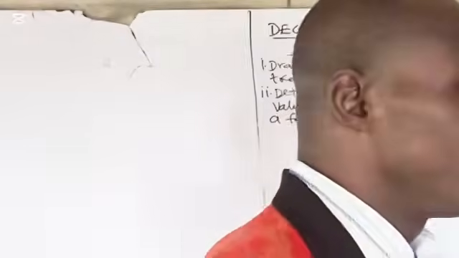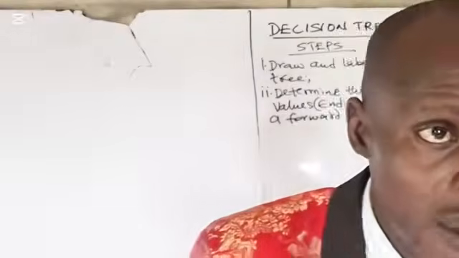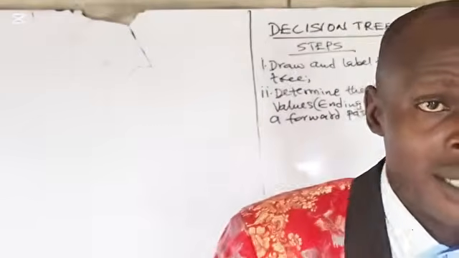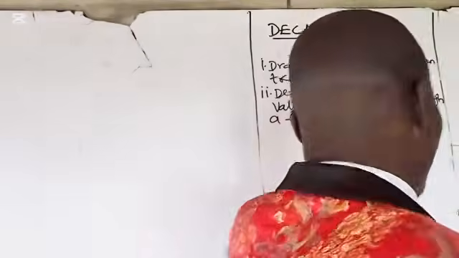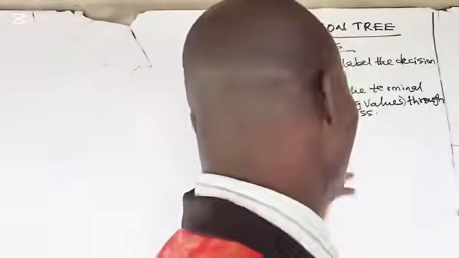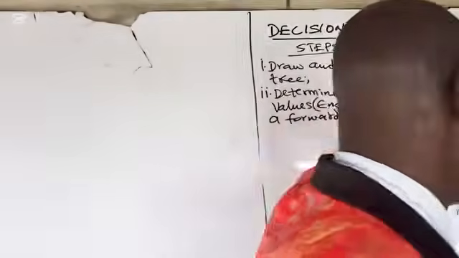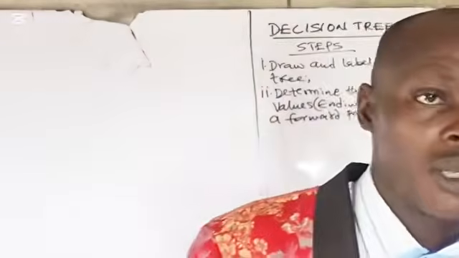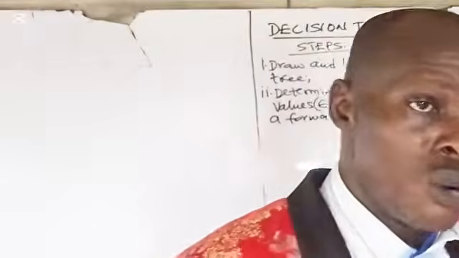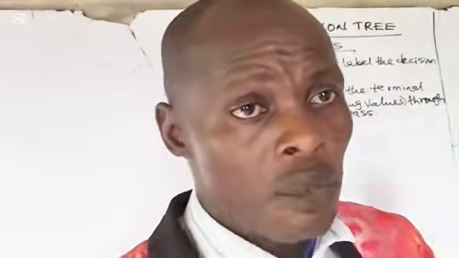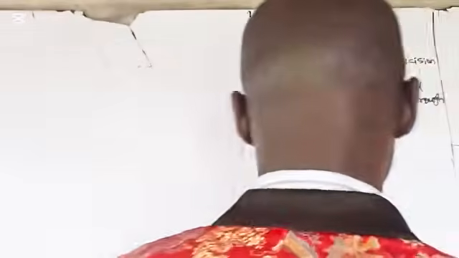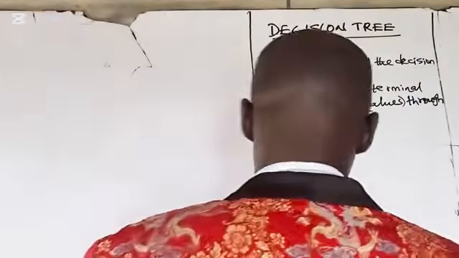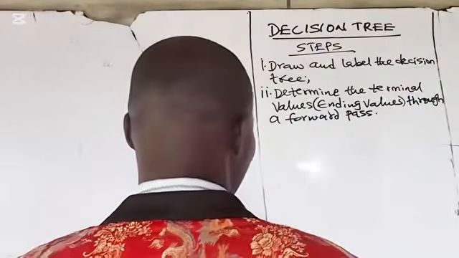A forward path means the journey will start from the point of origin where the diagram starts. The journey will commence from there and you travel to the terminal points. That journey will be a forward path. Any cash flows you meet on your way will be taken into consideration when you are moving forward. Please bear that in mind. You determine the terminal value or values through a forward path.